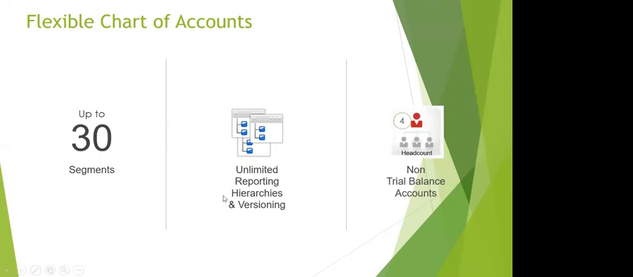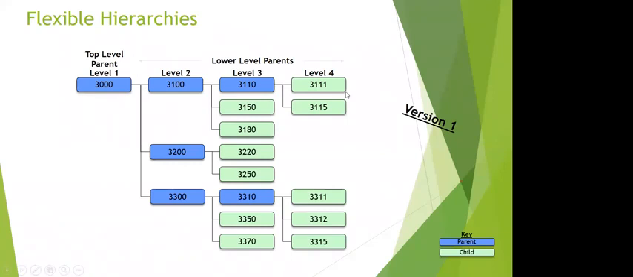So what is this unlimited reporting hierarchies and versioning, sir? How is it different from EBS? Let's say this is your natural account segment value hierarchy. This is a level 1 value, under that level 2, and these are the level 3 values and level 4 values, and this is version 1. Now in this hierarchy, I just want to take 3312 from the level 4 value and move it to a level 2 or level 3 value. I want to move 3312 from this place to this place.